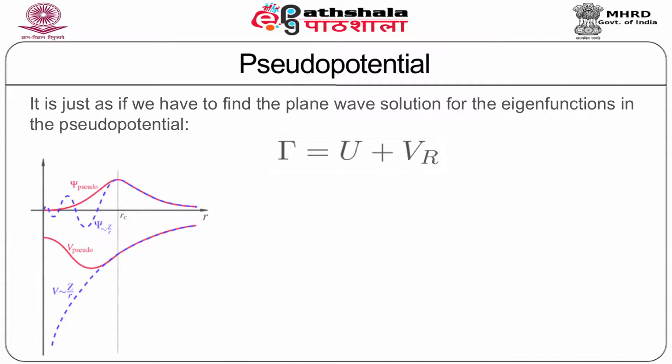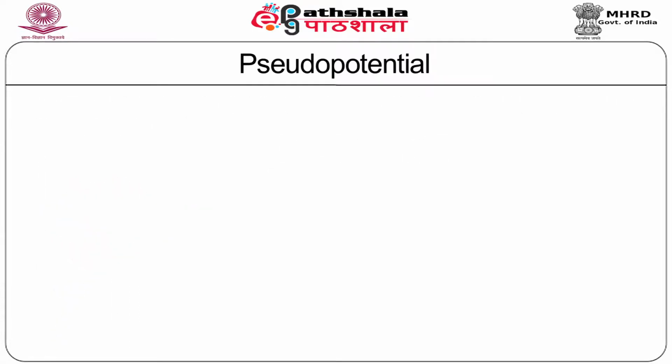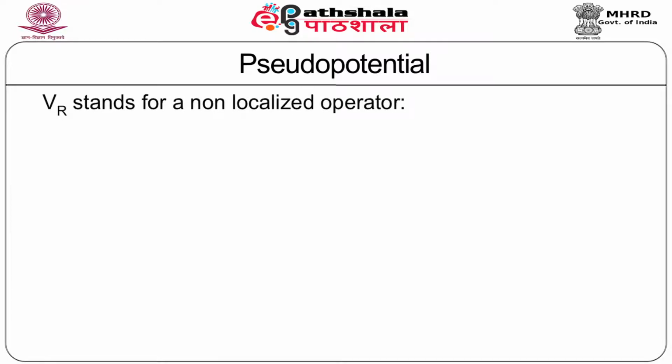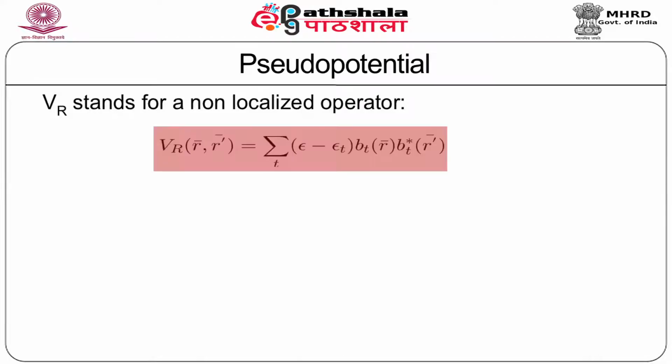Let us now discuss the form of this pseudopotential a little more. The pseudopotential Vr stands for a non-localized operator, which is given by this form.